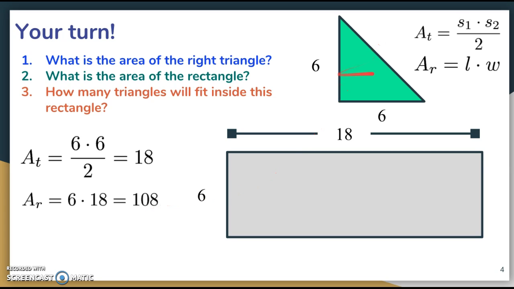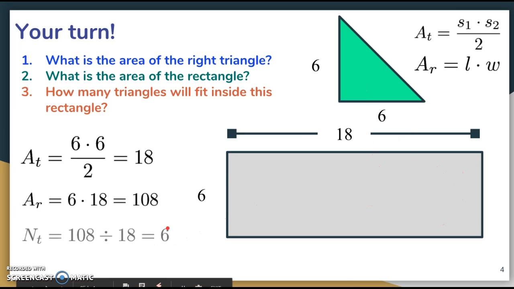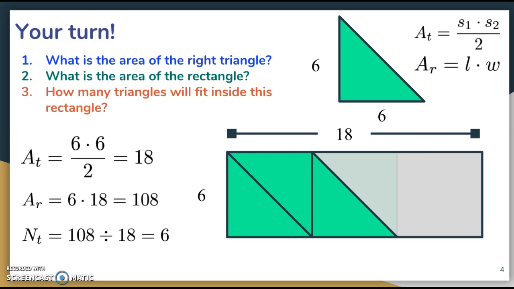So how are we going to figure out how many of these fit in there? Well, we can divide the area of the rectangle by the area of the triangle to find out how many of these will fit inside there. And so if we want to find out the number of triangles that will fit in, 108 divided by 18, and that gives us 6. So we should be able to fit 6 of these triangles inside this rectangle. Well, let's see what happens. Okay, there we have 1, 2, 3, 4, 5, and indeed we can fit 1, 2, 3, 4, 5, 6 of them inside.